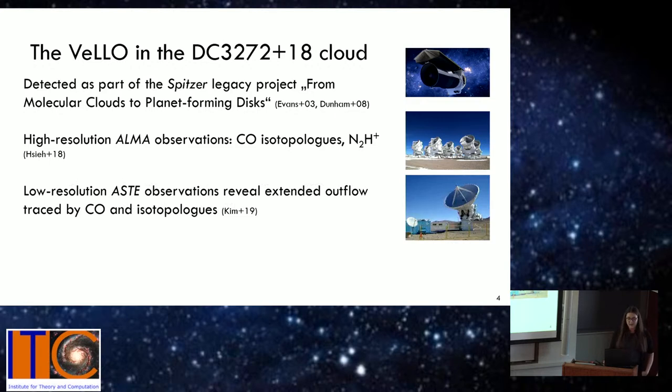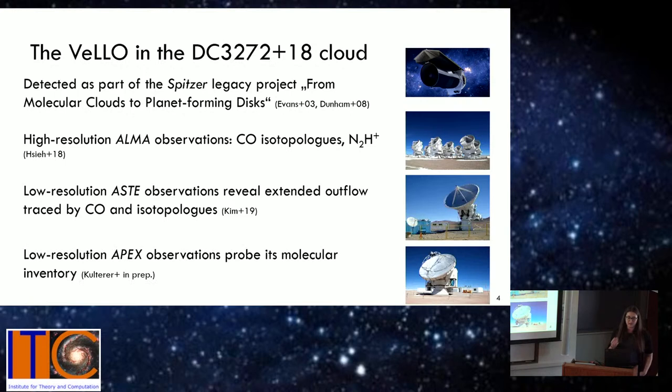And for my work, I have low-resolution APEX data, which is also a single dish radio telescope that we use to probe its molecular inventory. And the reason that we chose that specific VeLLO is because of the ALMA findings, because N2H+ and CO are closely intertwined.